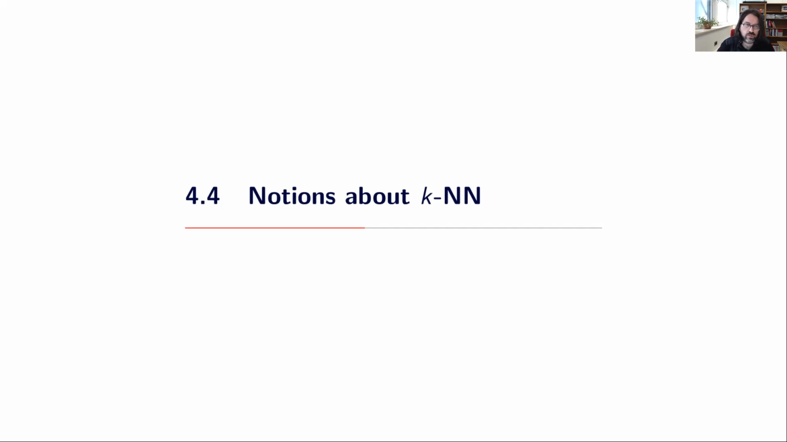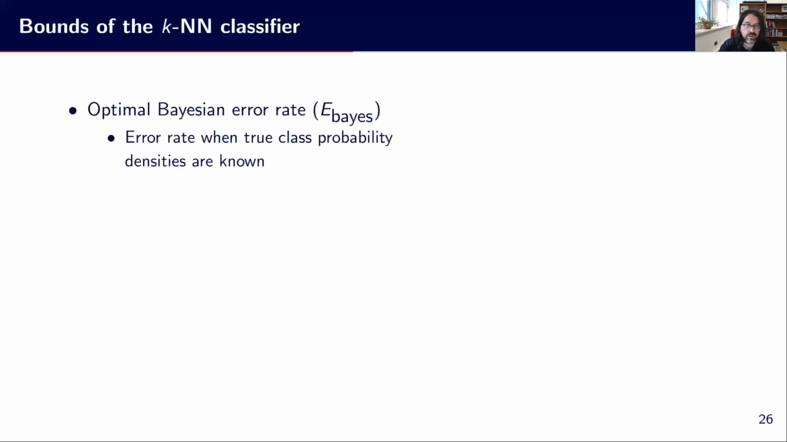Let's now go into more detail on k-nearest neighbors. The first interesting thing we have with k-nearest neighbor classification is that there is some theory around it. There are some bounds that were proposed in the 70s that allow us to say that this classifier is not just good in practice. We also have theoretical evidence that this is a good classifier.